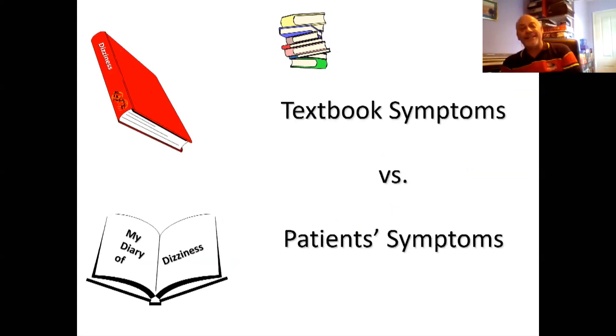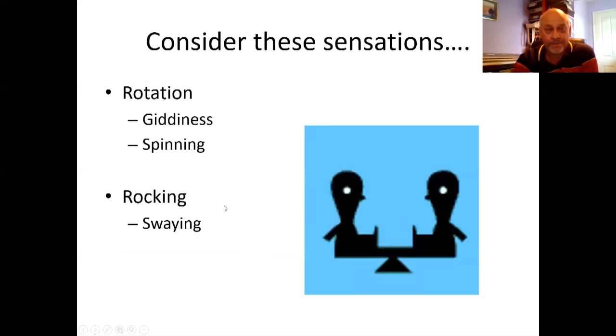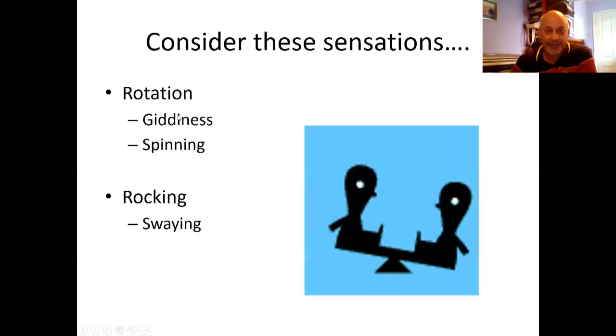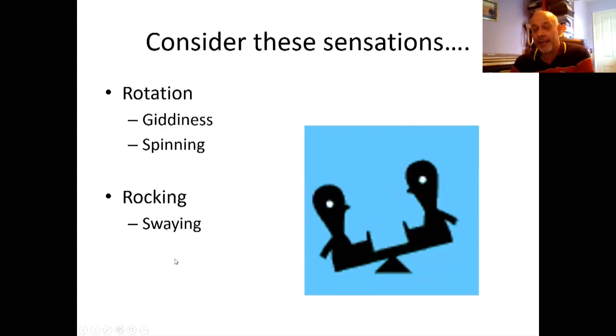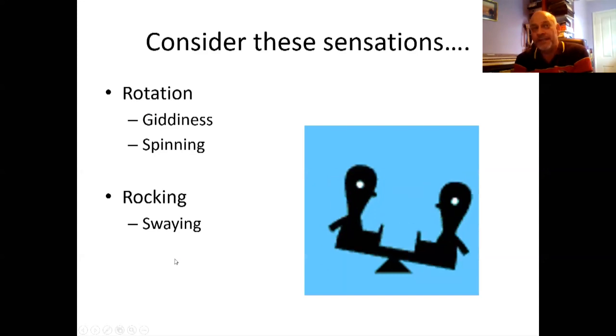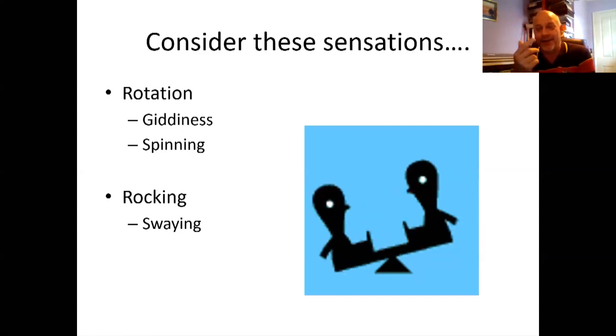So we look at textbook symptoms versus what people actually say. And you'll know this, the symptoms range in this spectrum. You can have symptoms where you can go off balance and fall over, through to severe spinning vertigo. You can have sensations of rotation, giddiness or spinning, but you can also have sensations of rocking or swaying, because I've shown you the vestibular system turning left, seeing how your eyes move right, because that fits in nicely with rotation.